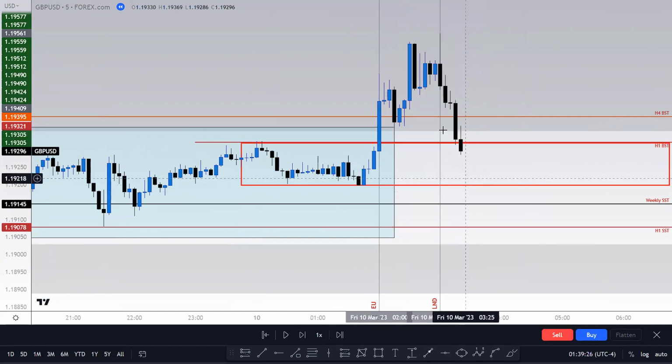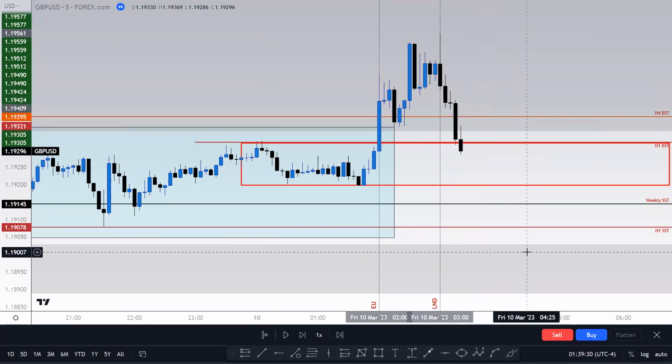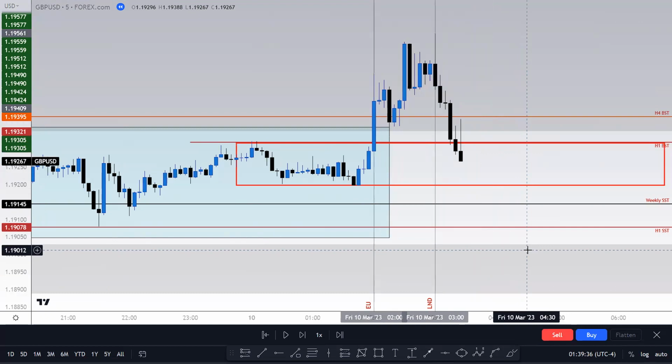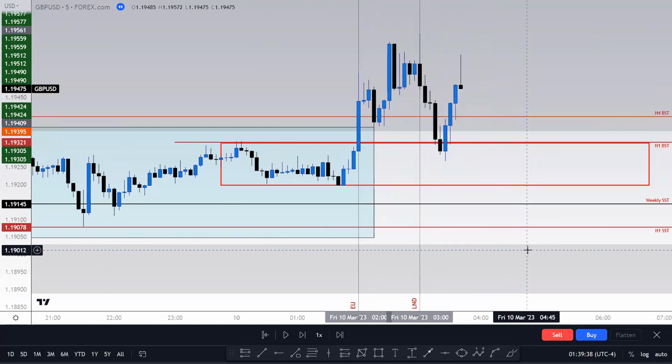Therefore, when an area is unmitigated, you can anticipate price to come back into that area in the future. Price might simply be seeking more sell side liquidity because the true move is usually to the upside. So an unmitigated zone usually gives an indication of what the real market move could be in the near future.